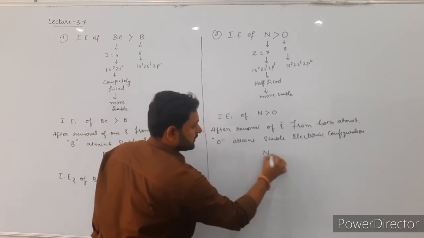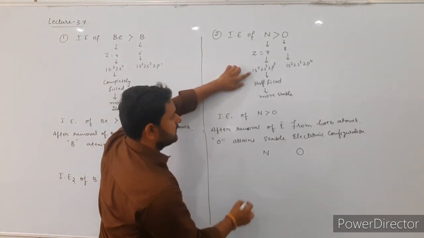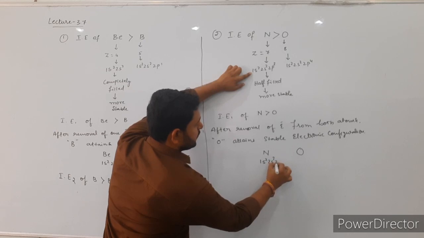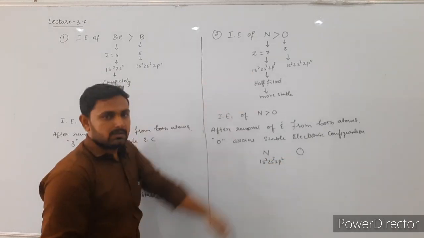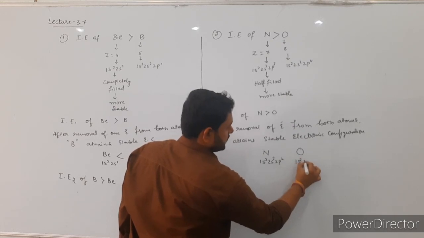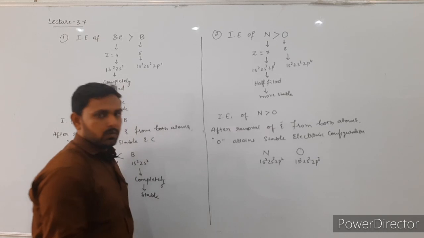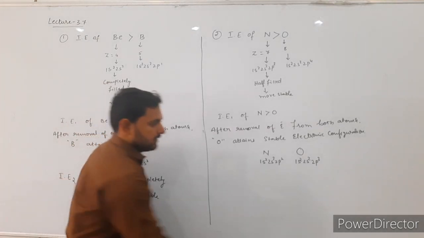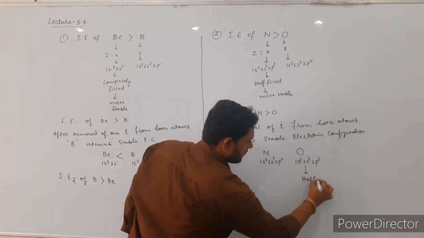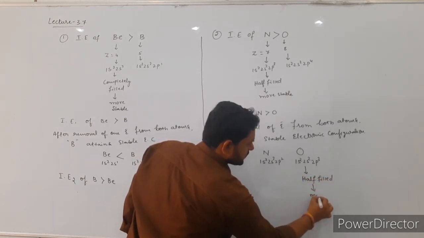See here, nitrogen and oxygen. After removal of an electron, the electronic configuration of nitrogen is 1s2, 2s2, 2p2. The electronic configuration of oxygen becomes 1s2, 2s2, 2p3. Now tell me, between these two electronic configurations, which is more stable? This is more stable. Why? It is half-filled electronic configuration. Because of half-filled, it is more stable.